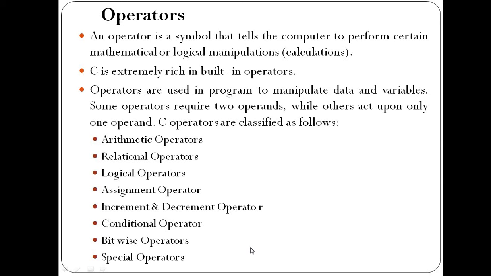So what is an operator? Operators are nothing but symbols. Whatever special symbols we use in mathematical calculations, such symbols are called operators in the C programming language. So what is the basic definition of an operator? An operator is a symbol that tells the computer to perform certain mathematical or logical manipulations.